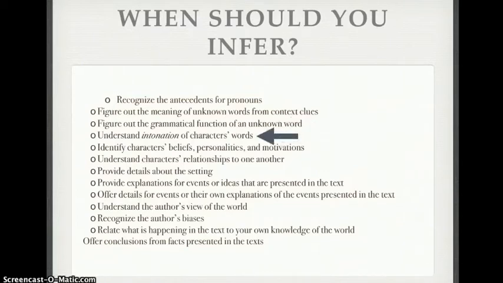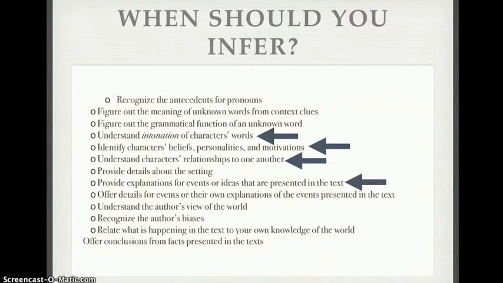The ones that are more common for you to make an inference, or where I would expect you to make an inference, okay? Understand the intonation of characters' words. So if you're reading a character say something in a certain way, and you infer it as differently, make an inference there. Identify the character's beliefs, personalities, and motivations. Understand characters' relationships to one another. If you can sense that two characters like each other, two characters hate each other, but it's not explicitly said, you're doing it by inferring of other behavior. Make an inference.